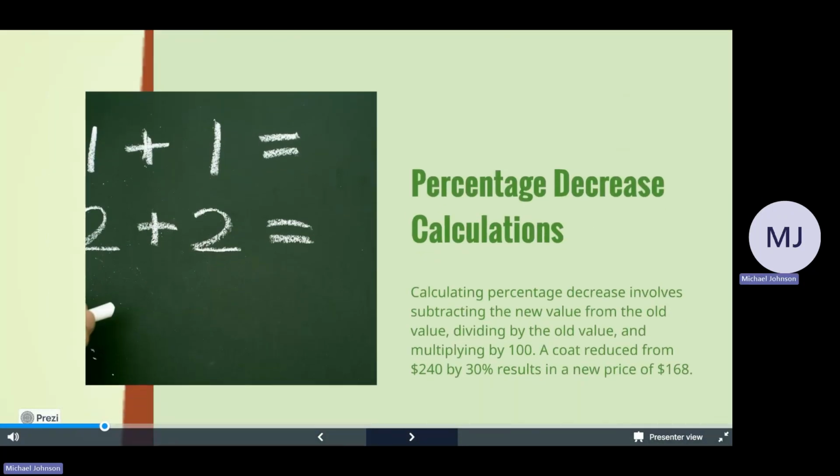Calculating percentage decrease involves subtracting the new value from the old value, dividing by the old value, and multiplying by 100. A coat reduced from $240 by 30% results in a new price of $168. So in this case, you would do 240 minus 168, and then divide that by 240, and you get the 30%.